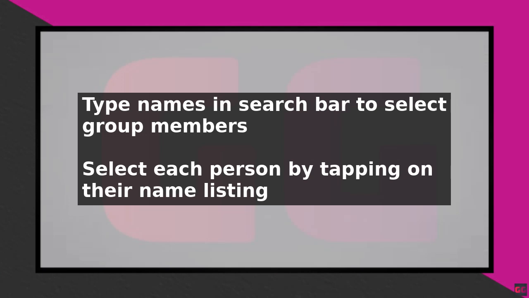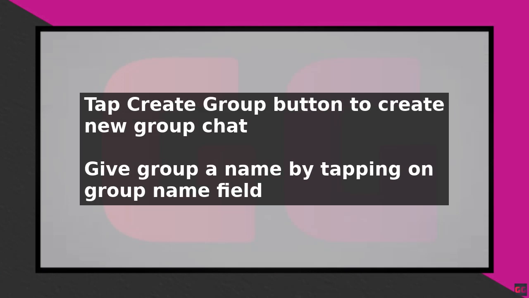Once you have selected all the people you want to add, tap on the Create Group button at the bottom of the screen. This will create a new group chat with the selected people. You can then give your group a name by tapping on the group name at the top of the screen and typing in a new name.